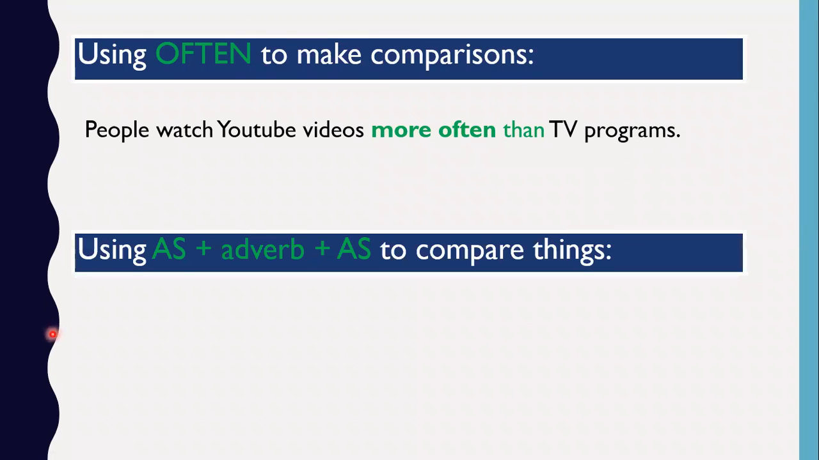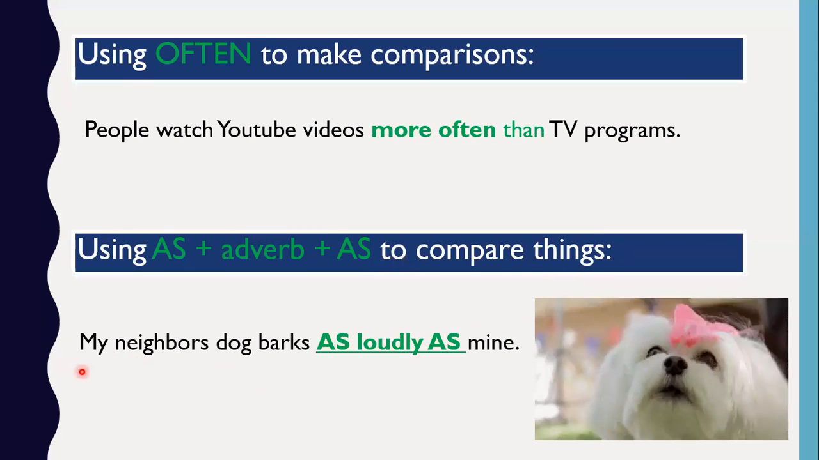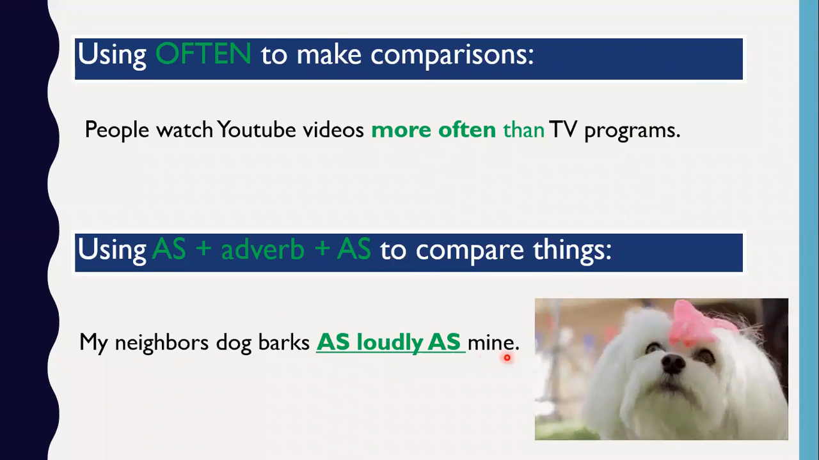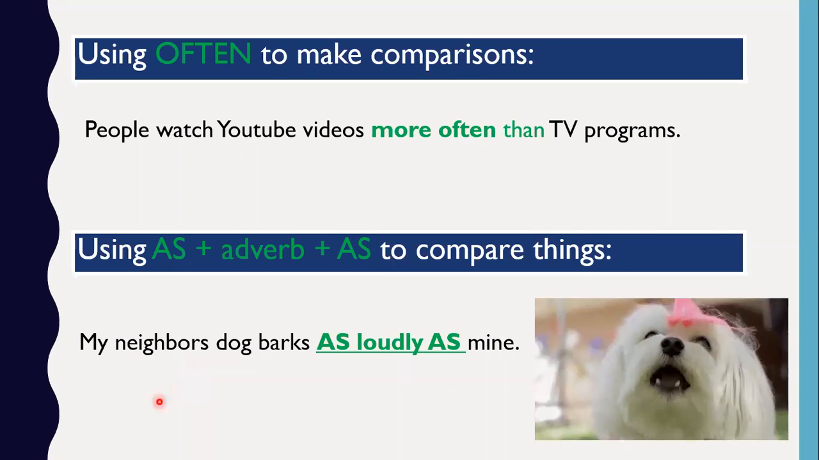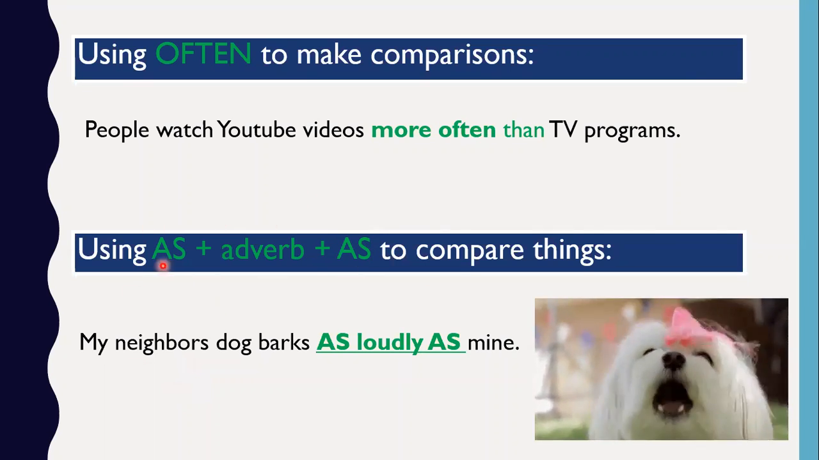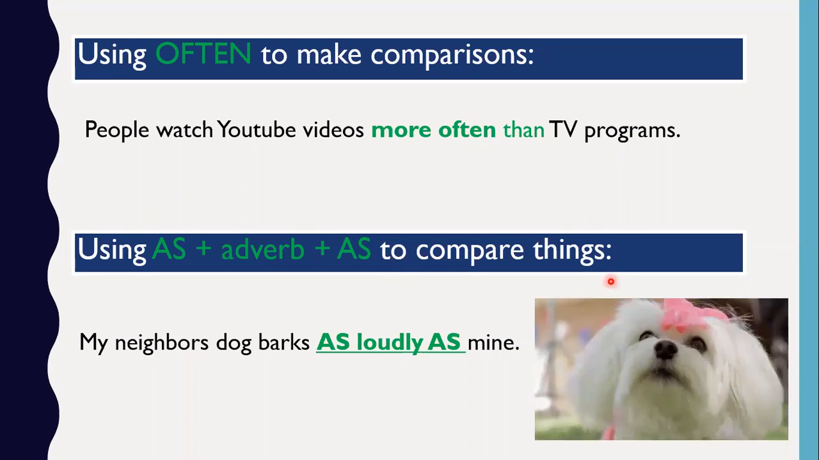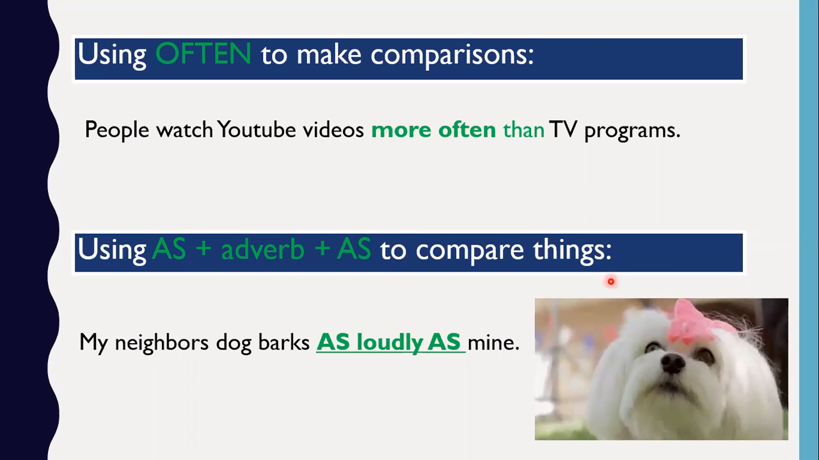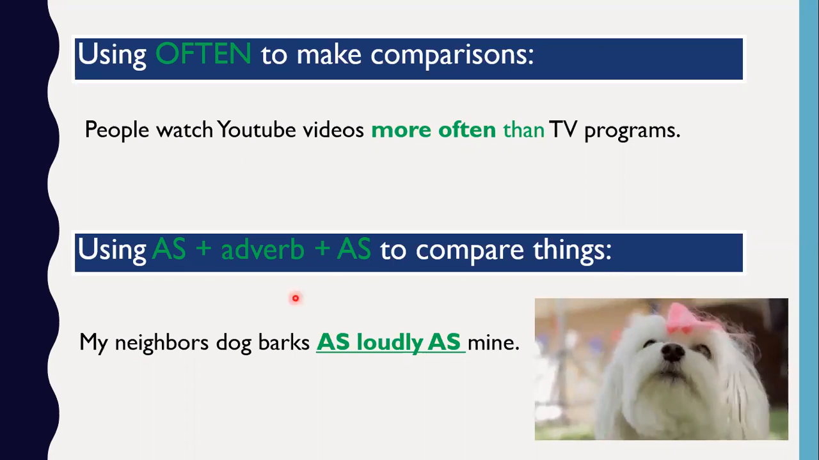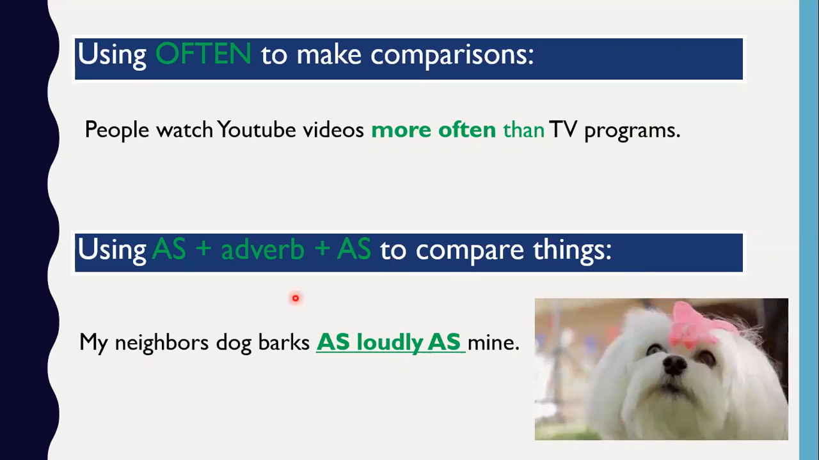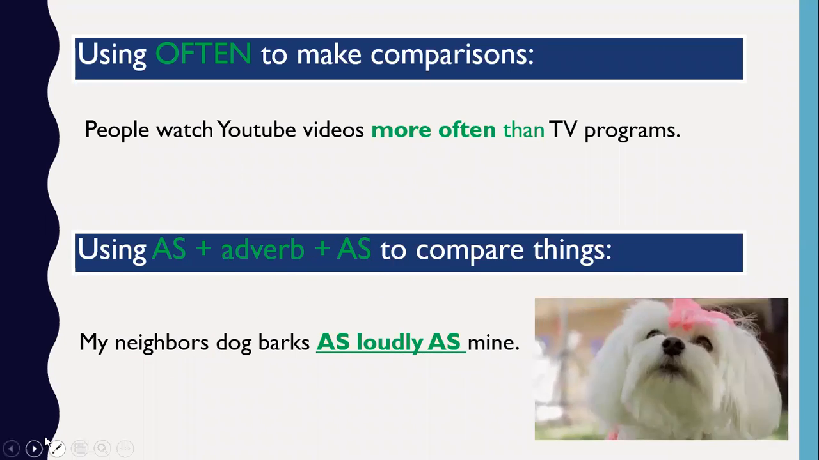Or we can also use as and then adverb to compare things. My neighbor's dog barks as loudly as mine. So for as and as di sini, it's comparing things, but it is similar. Maksudnya sama. It has got the same level. Jadi ada dua hal yang di-compare tetapi sama.